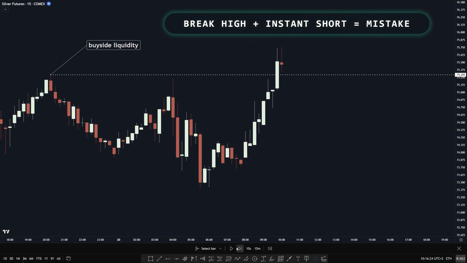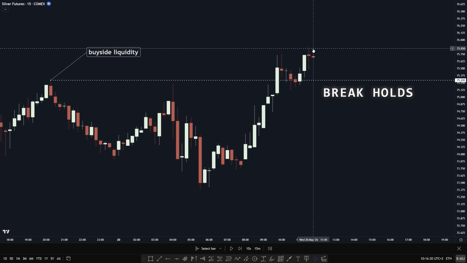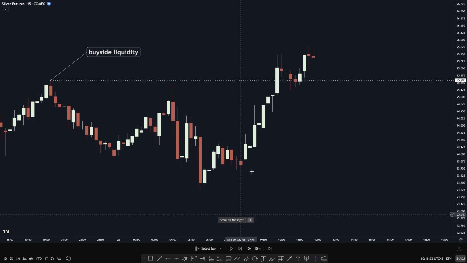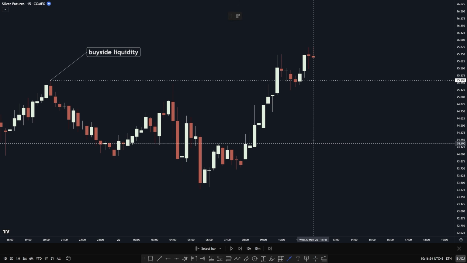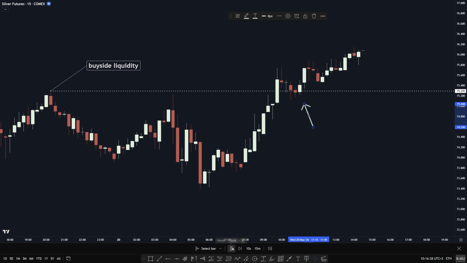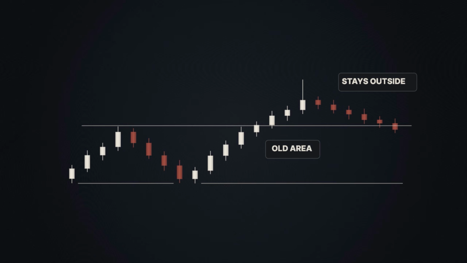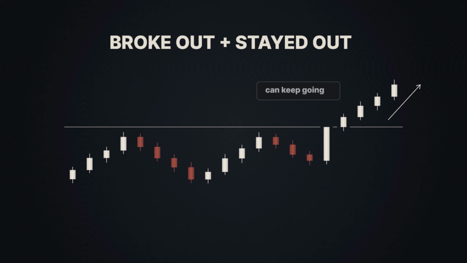That is the mistake. Price doesn't return inside the range. It holds above the old high. The next candle closes above it too. Then price pulls back into the old high and bounces. That is not a trap. That is acceptance above the old structure. Acceptance means price is comfortable trading outside the old area. In plain words, price broke out and stayed out.